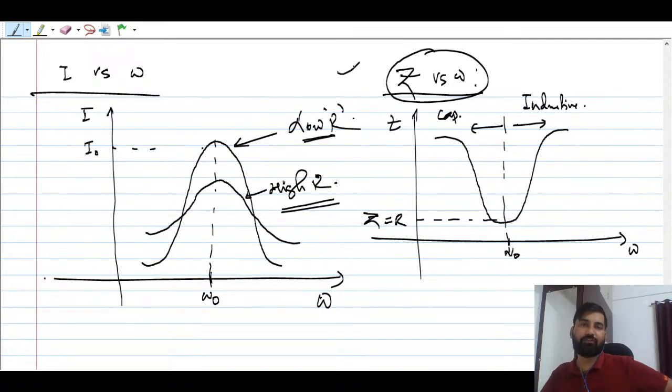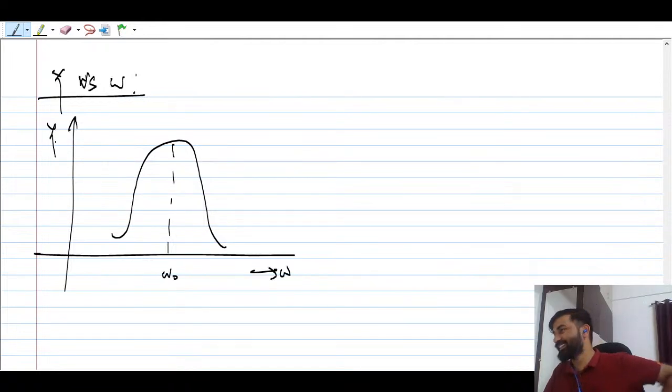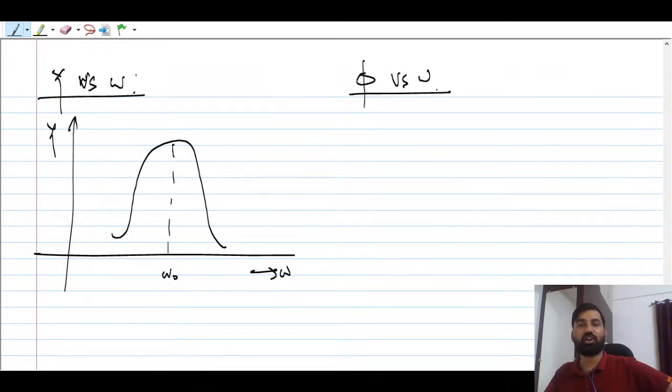So this is a graph for Z versus omega. You can also talk about admittance versus omega. Admittance will be maximum at omega naught, since it is just the reciprocal of impedance. And you can also talk about phase versus omega. So these are the plots that will give you some basic idea while solving the question.